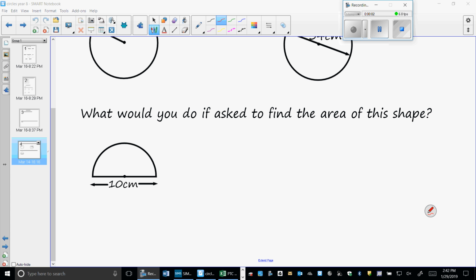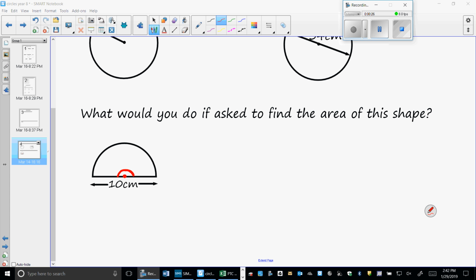Okay, so if we have half a circle, sorry, I gave it away then. If we have this shape here, hopefully we can all see it's half a circle, yes? And we can see that because here's our centre, and that means this must be 180 degrees, and we know a full circle would be 360. Alright, so this is half a circle.